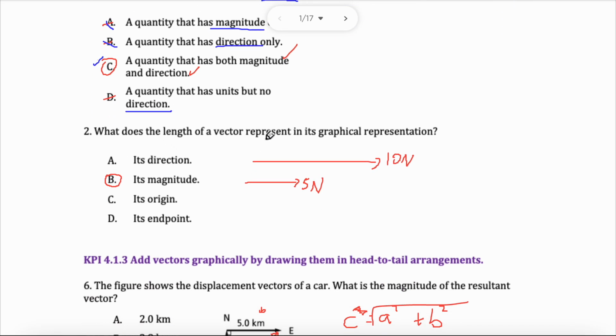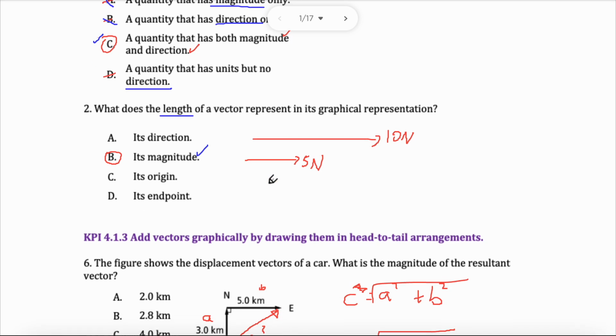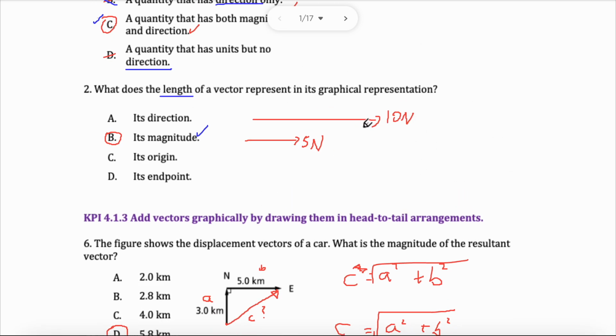Okay, what does the length of the vector represent? So if I had an arrow that's 5 newtons, and I see the arrow and I wrote 10 newtons, you can kind of see the difference, right? It's the length of this vector, the magnitude of the vector. So the length is the magnitude of the vector. And the direction is whichever way it's facing.